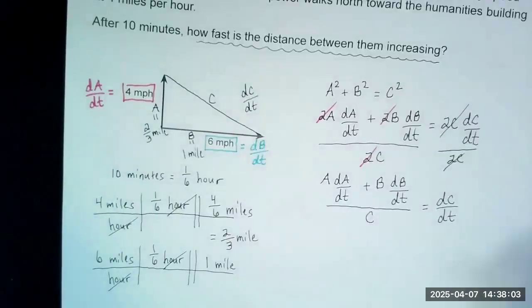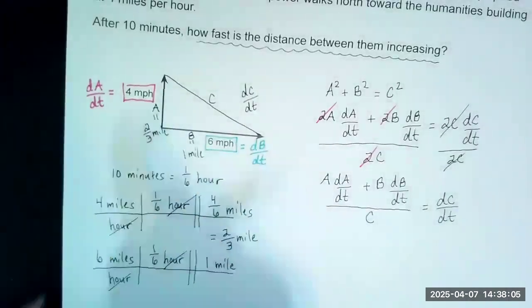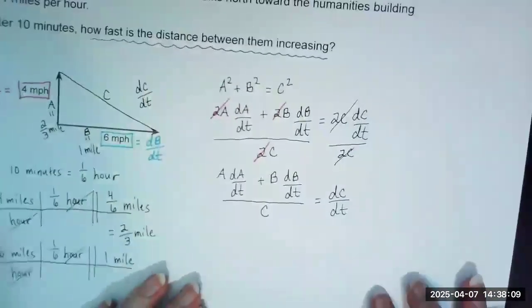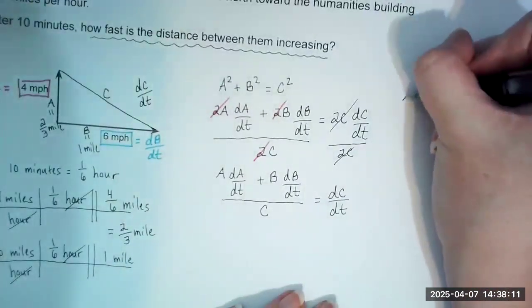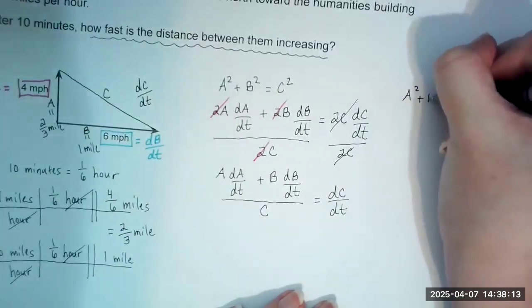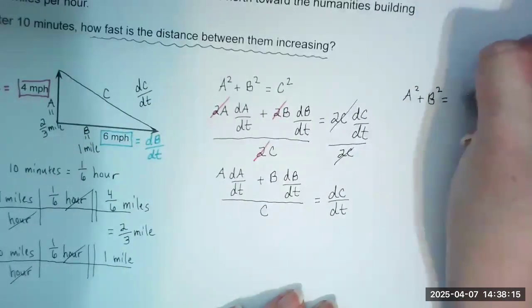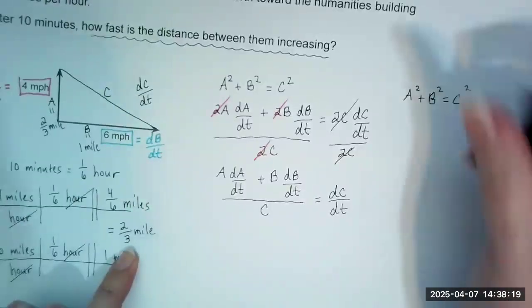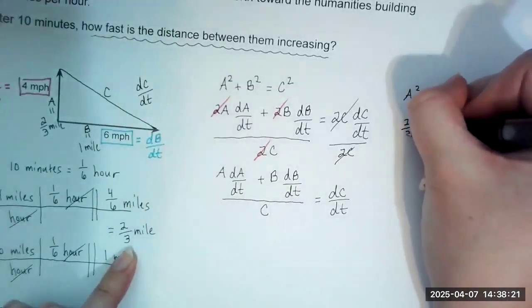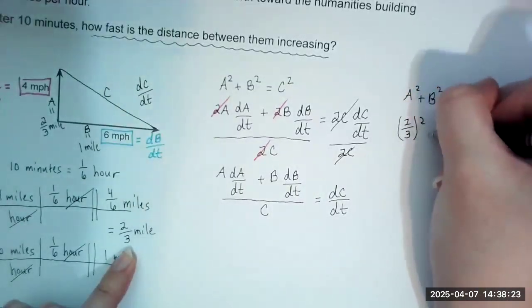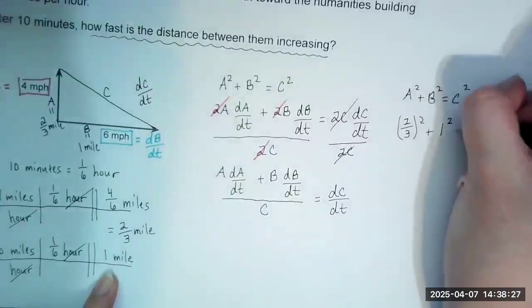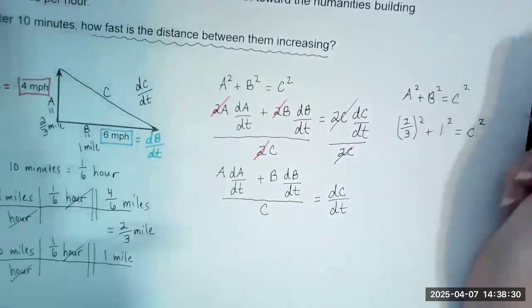So with the Pythagorean theorem, I need 2 of the side lengths. I've got my A and I've got my B, so I can go find that C. So I'm going to go ahead and do that over here. So in my A squared plus B squared is equal to C squared, I'm going to go ahead and plug in my 2/3 for the A. So 2/3 squared plus, and I'm going to plug in the 1 mile for the B. 1 squared is equal to C squared.